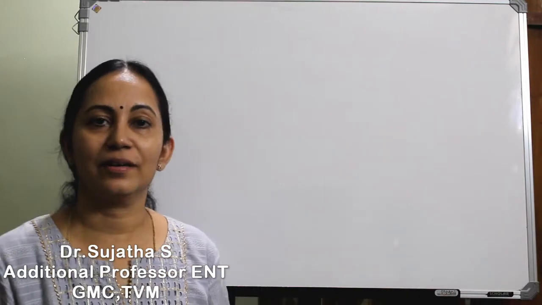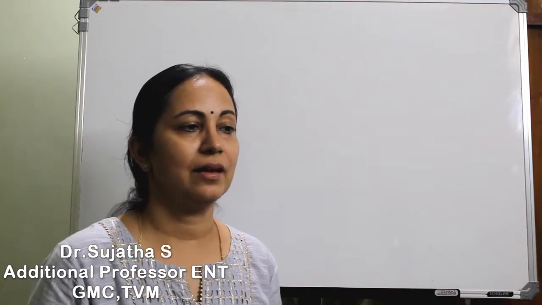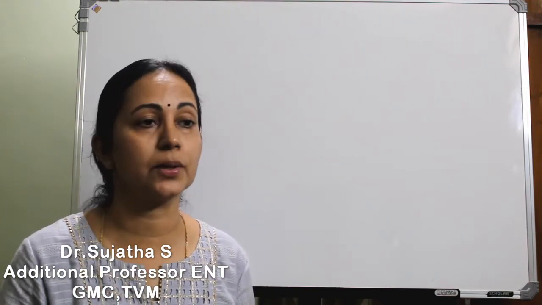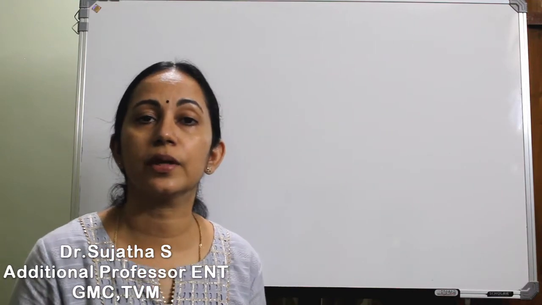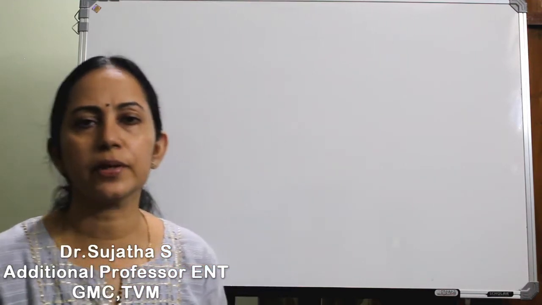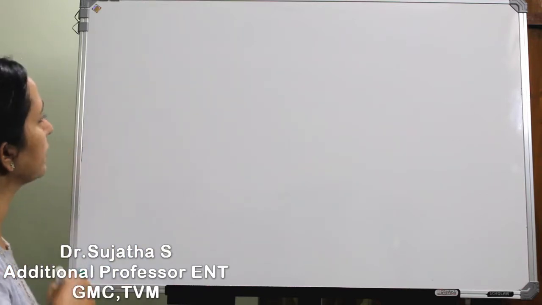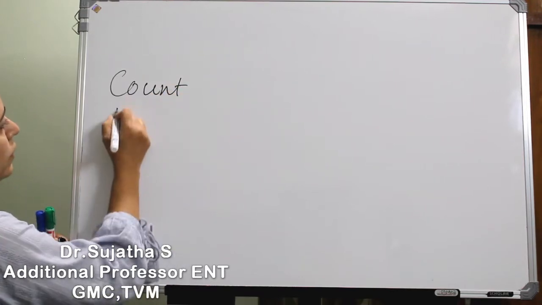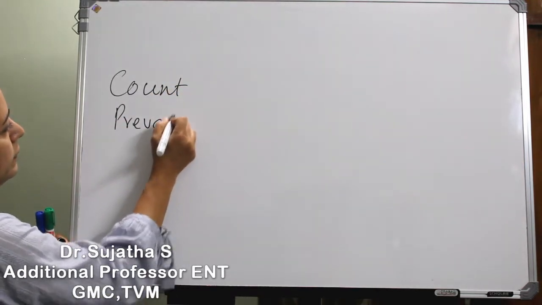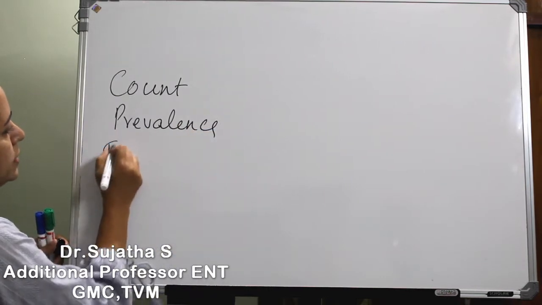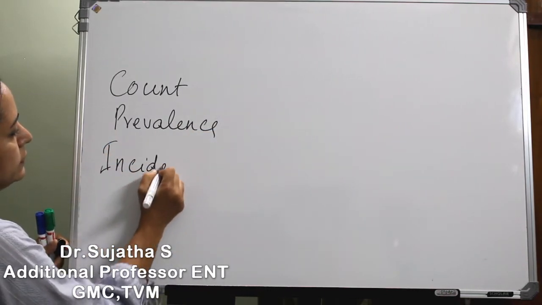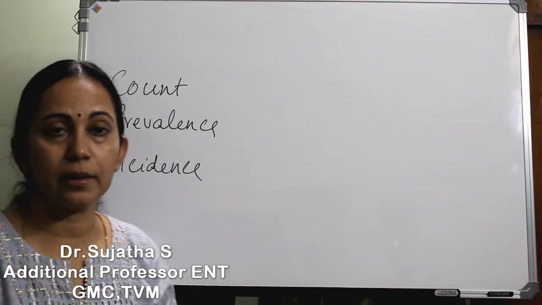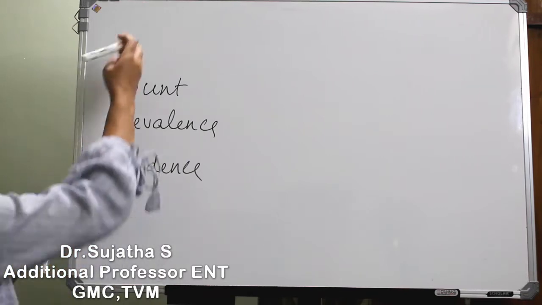We are talking on health research or biomedical research, and in some cases we have to measure the occurrence of disease in a particular population, that is, to find out the frequency of disease. To measure the frequency of disease, we usually use three terms: one is count, another is prevalence, and another is incidence. All these are measures of disease frequency, and today's class is on measures of disease frequency.